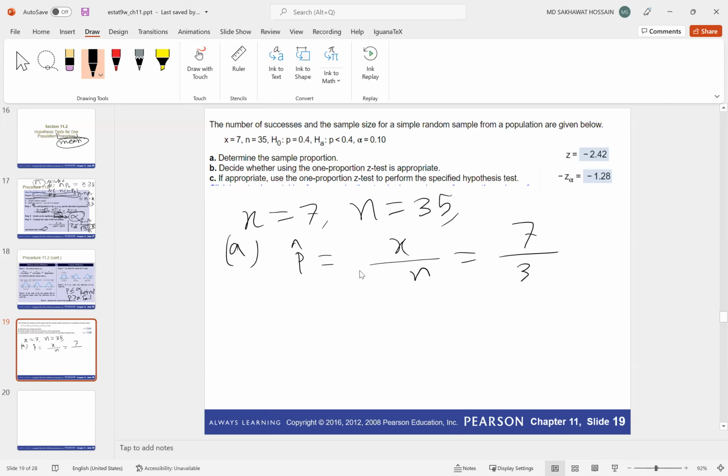So 7 over 35. You need to calculate this, which is 7 divided by 35. So this is 0.2. This is the sample proportion. Part B, decide whether using the one proportion z-test is appropriate.